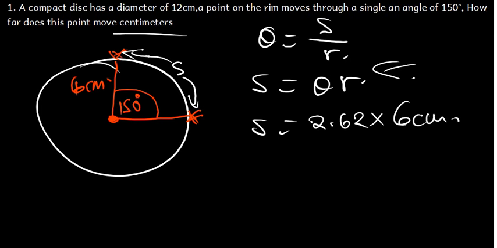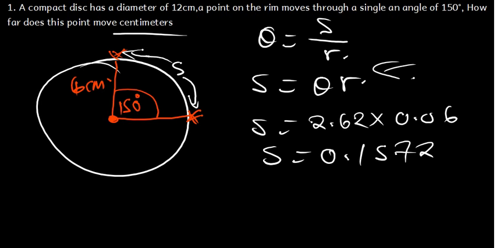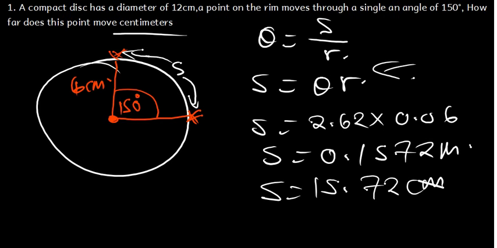So if I convert this radius, it's going to be 6 divided by 100, which is going to be 0.06. So I'm going to have my 0.06 here. So my arc length is going to be 0.06 times 2.62, which is going to be 0.1572 meters. Now the question is, we leave it in centimeters, so it's going to be times 100. So if I do times 100, my arc length, I'm going to get 15.72 centimeters. So that is it for this question.